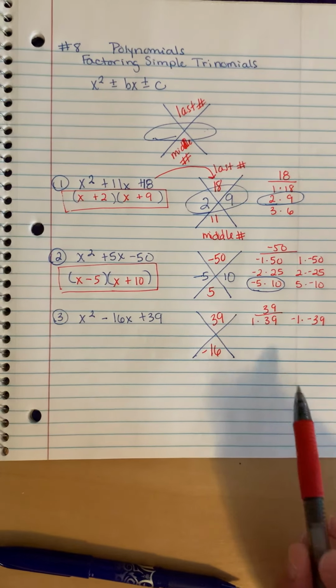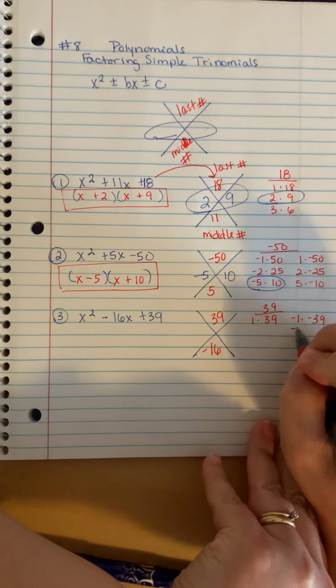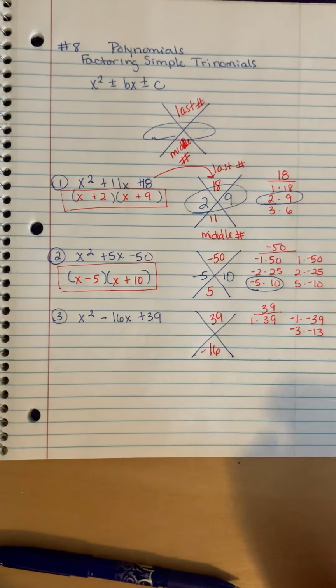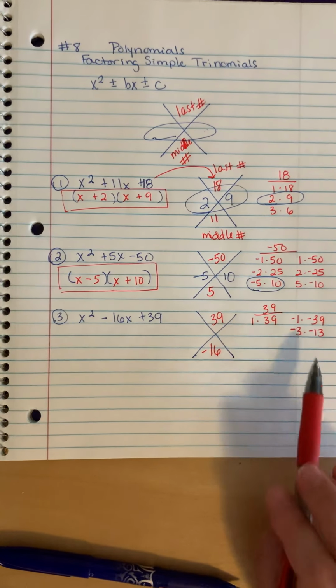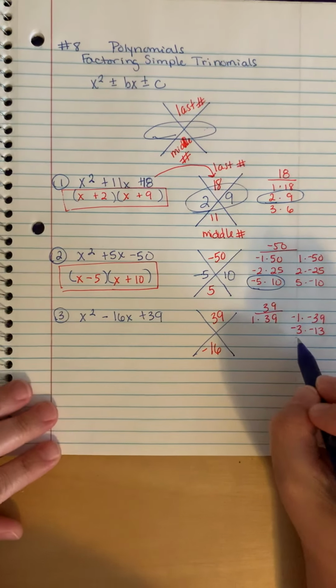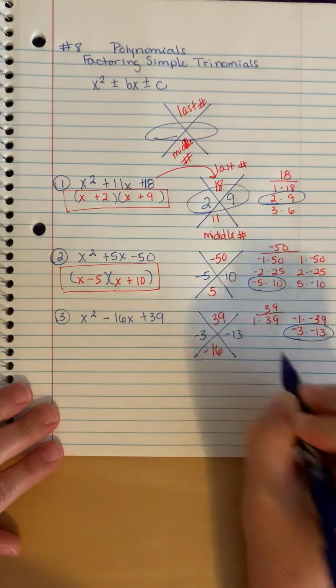Does 2 go into 39? No. Does 3? Yes. Negative 3 and negative 13. I'm just going to go ahead and tell you guys that there's nothing else that will multiply to give you 39. These are your only options. Now we're looking to see which one gives you negative 16, which will be negative 3 and negative 13.